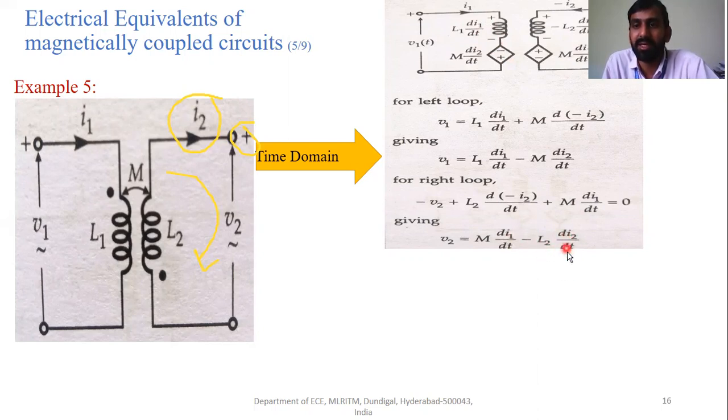L2 dI2 by dt. So how did we get the minus here? This is due to the reverse direction of the current, minus I2, not with respect to the inductance. The inductance is positive. The self-inductance L2 is positive over here, but only the current is negative. The current is in a reverse direction. That's why here it is minus I2. So this negative term is due to the current I2, right? The current I2, minus L2 dI2 by dt, right?